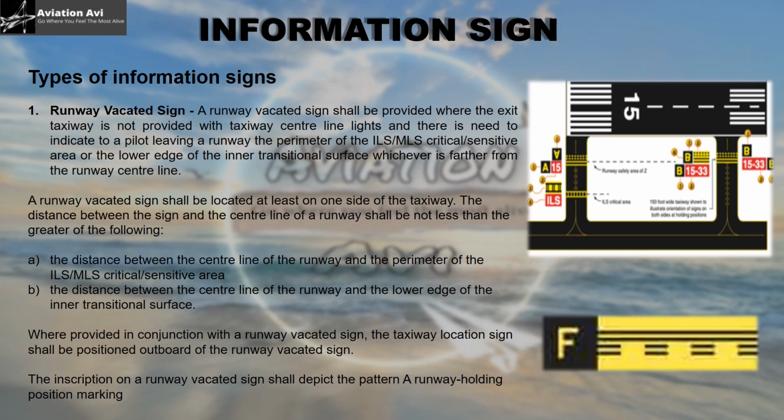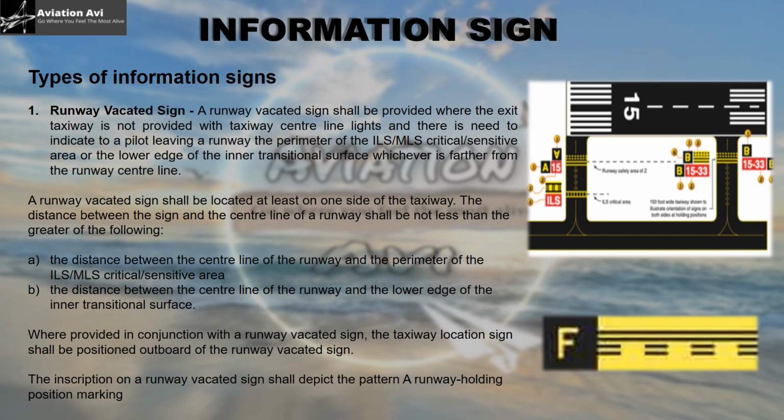A runway vacated sign shall be located at least on one side of the taxiway. The distance between the sign and the center line of the runway shall be not less than the greater of the following, which means at what distance should this particular sign be present from the runway center line? It is the distance between the center line of the runway and the perimeter of ILS/MLS critical sensitive area, or the distance between the center line of the runway and the lower edge of inner transitional surface.